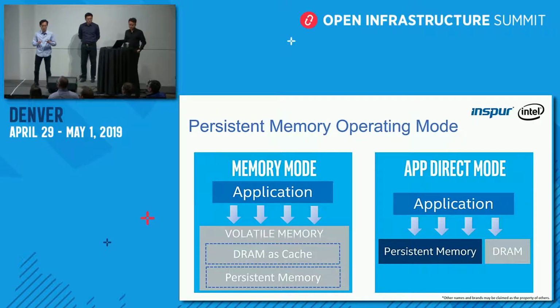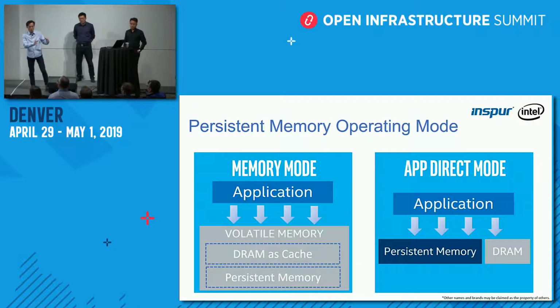In persistent memory, generally there are two operation modes. One is what we call memory mode. The other is what we call app direct mode. In the persistent memory from Intel, there are three different capacities per DIMM: 128, 256, and 512 gig per DIMM.